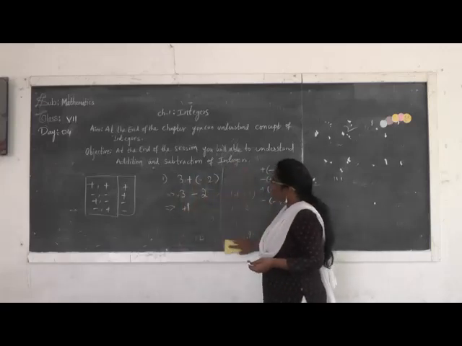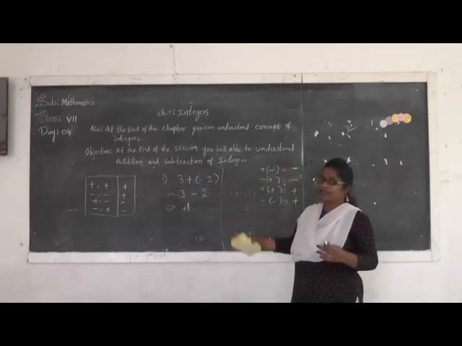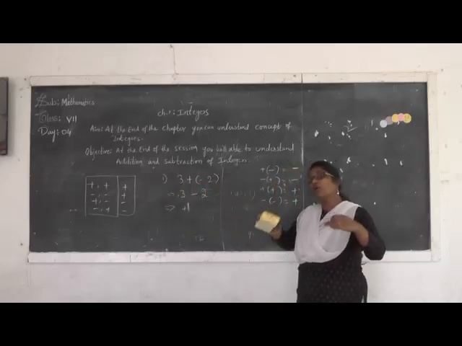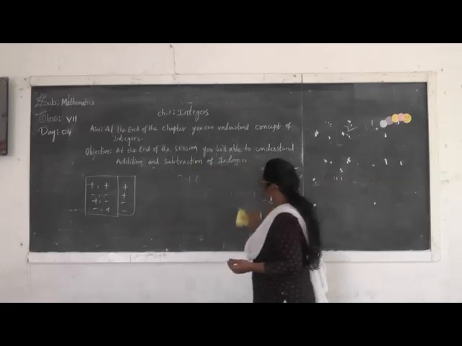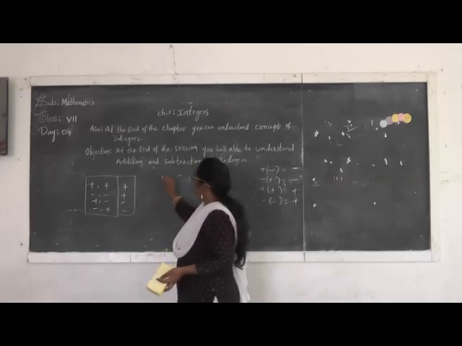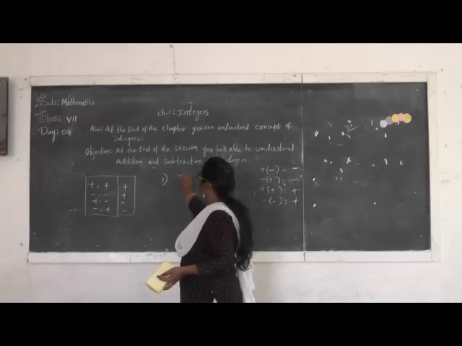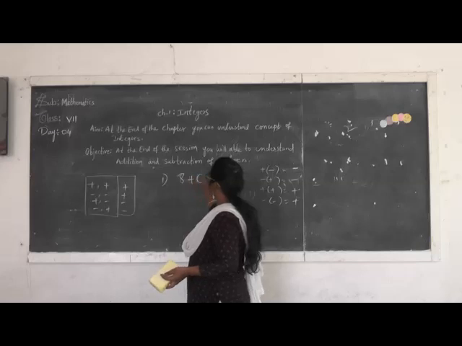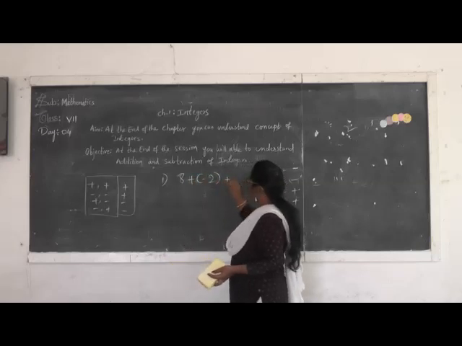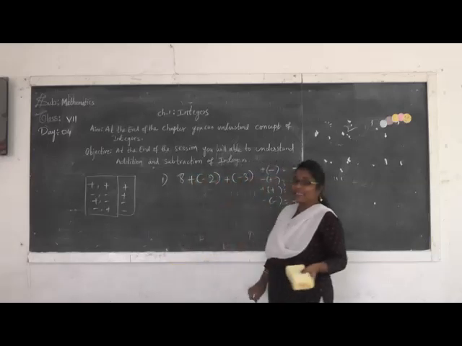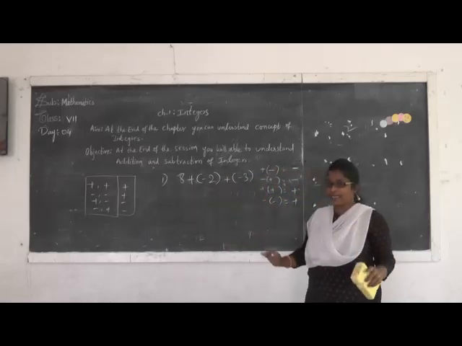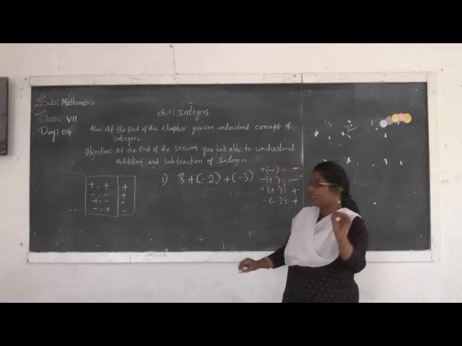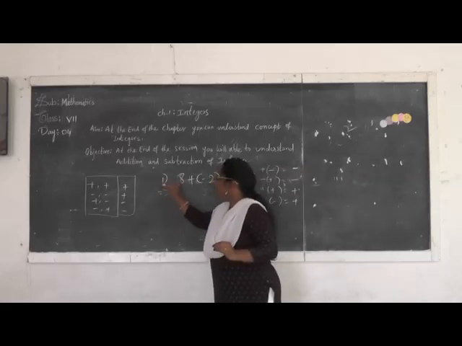Now, this is very simple when we are taking only two numerical terms. Now, let us see if there are more than two terms, what we have to do. So let me take one more example. 8 plus of minus 2 plus of minus 3. Here we are adding three numerical terms. So what we have to do? In the first step, what we have to do? Remember, this is a question.